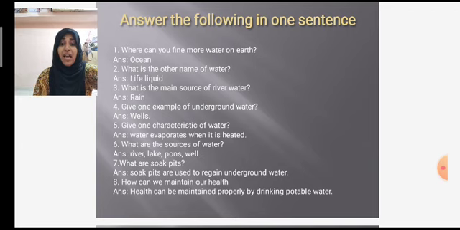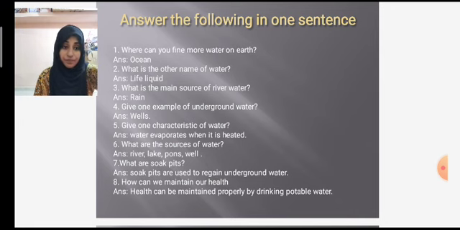How can we maintain our health? Health can be maintained by properly drinking potable water. We need to drink potable water, that is, clean water which we are able to drink. Okay, these are a few one line answers. Learn it perfectly, write it properly. Any doubts, ask me on WhatsApp, you can message me.